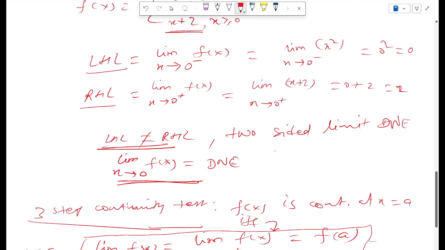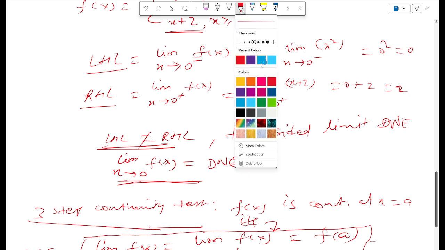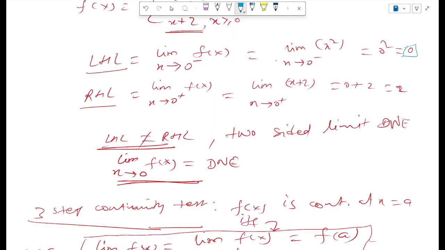Here we had LHL as 0 and RHL as 2, which means we need not check the function now, because for the first thing, LHL and RHL should be equal. If they are not equal, then there is no point in checking the function's value. Here they are not equal, so whether the function is defined at x equal to a or not does not matter. This function is anyway not going to be continuous, but the function at x equal to 0 is 2 here.